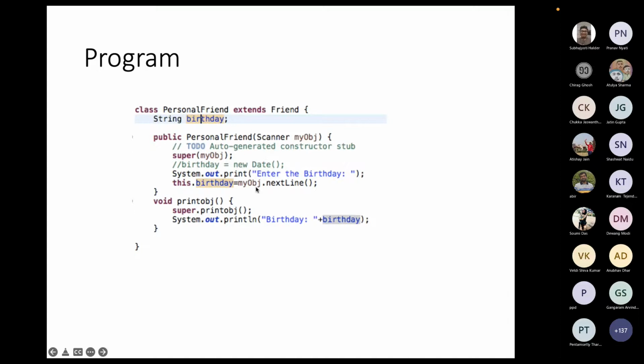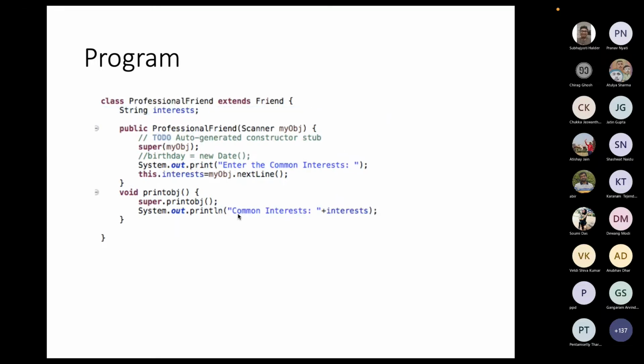Similarly, when it is printing, it is calling super.print obj. So super again basically refers to the super class. It calls the print obj method of the super class, followed by printing the birthday also. And similarly, professional friend.